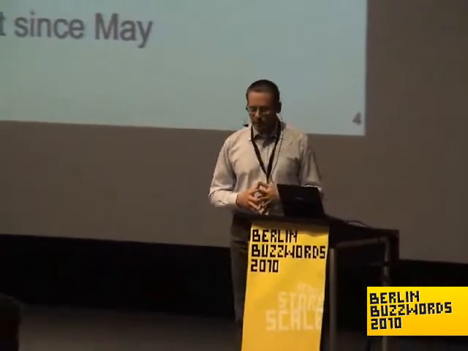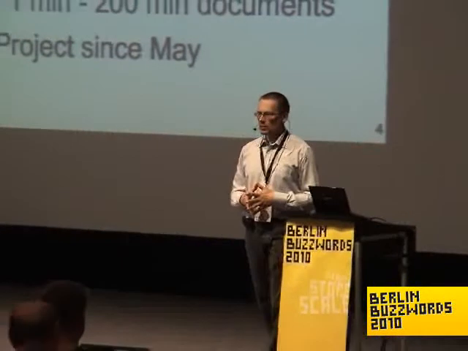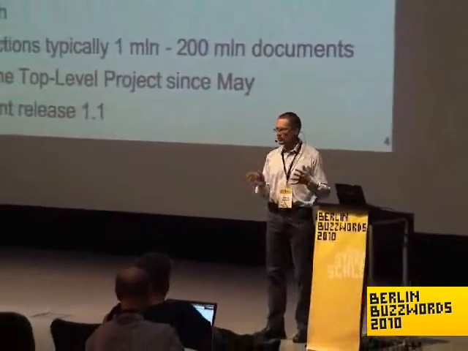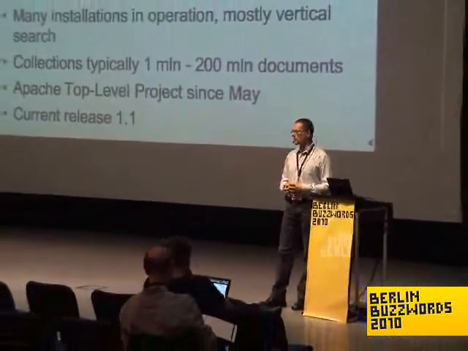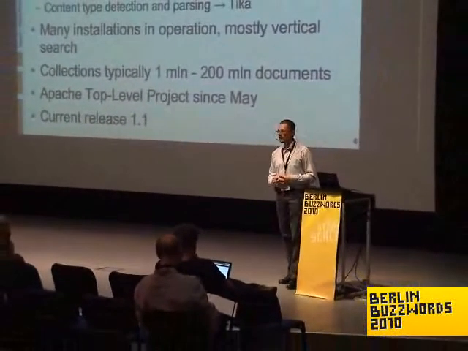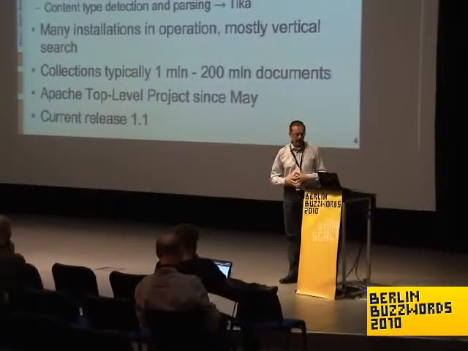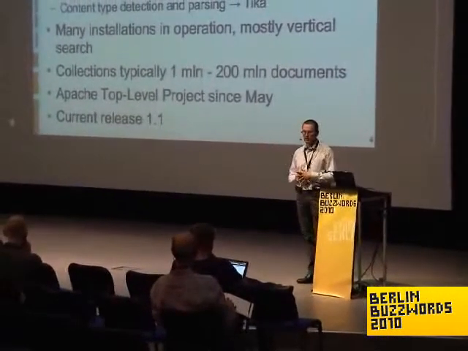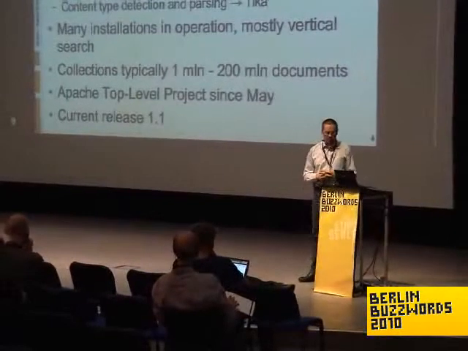In May, Nutch separated itself from Lucene, because prior to that it was a Lucene sub-project, and became a top-level Apache project. The current release, which is currently RC4, release candidate 4, is 1.1.